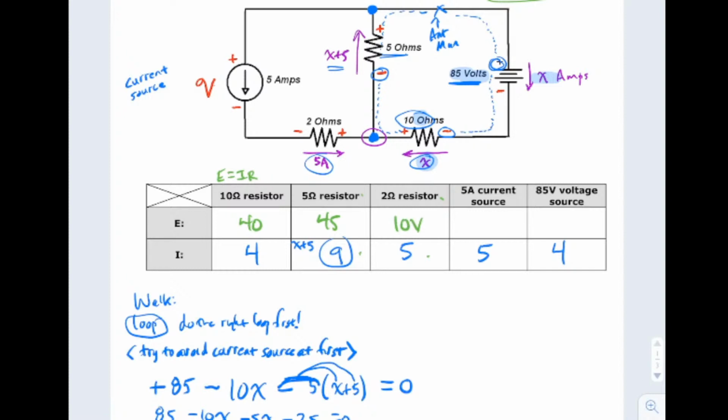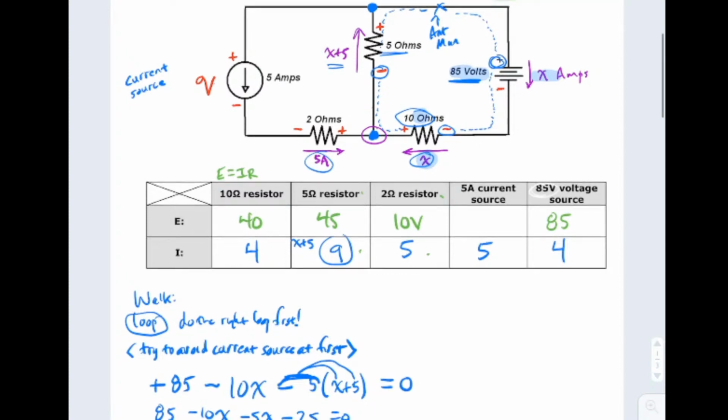I could come over here, see it says it's an 85 volt source, that means it's 85 volts. So be careful, don't multiply 85 times 4. Don't be too fast. It's an 85 volt source, that's why it's 85 volts right there. That's 85 volts, that's 85. That's 85 volts. This is a current source. It's 5 amps, it's 5 amps.